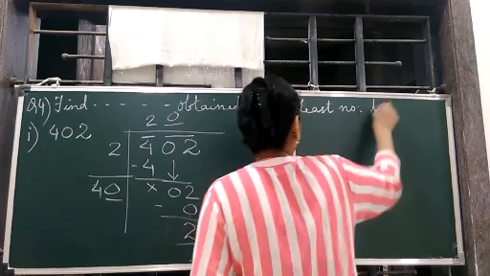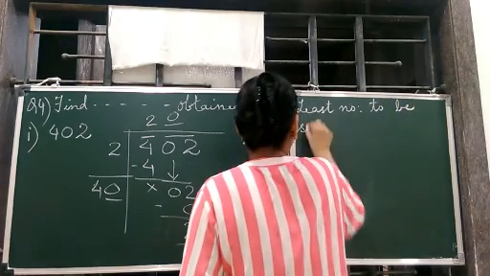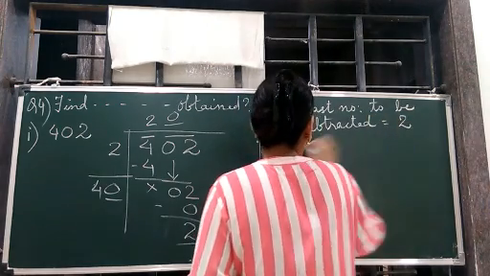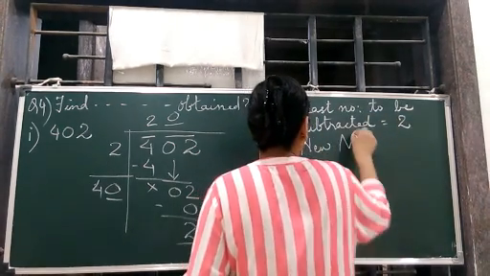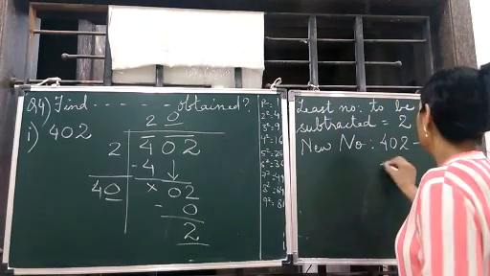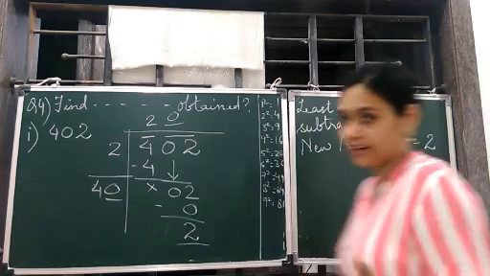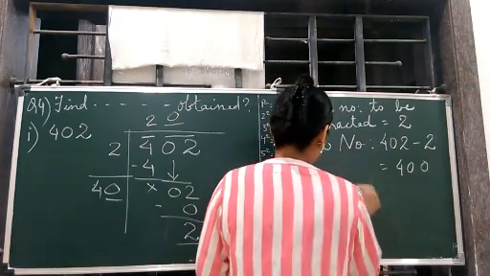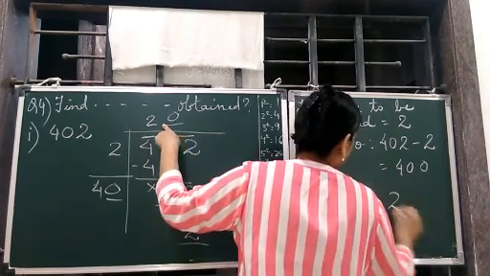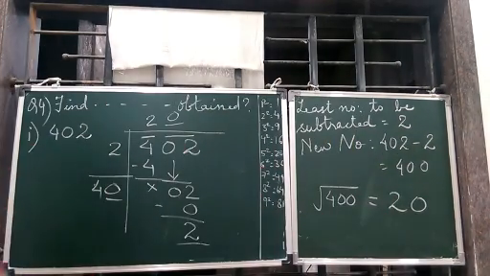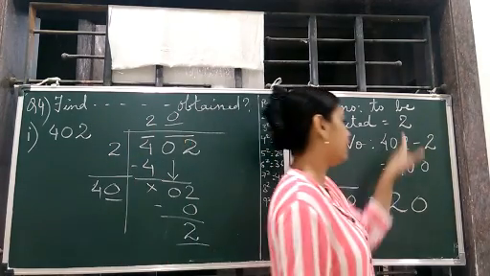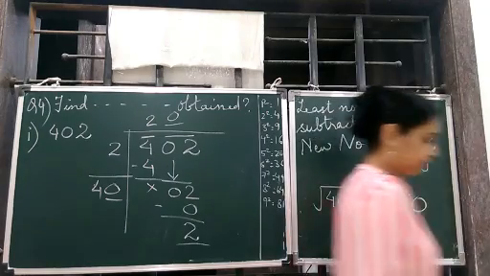Least number to be subtracted is equal to 2. Then new number will be obtained when we subtract. New number will be what? 402 minus 2, which is 400. We have to find the square root of 400. So square root of 400 will be what? The quotient, 20. Okay. So this completes the first part of question number 4. We have 3 answers, 1, 2, 3. 3 things are asked.